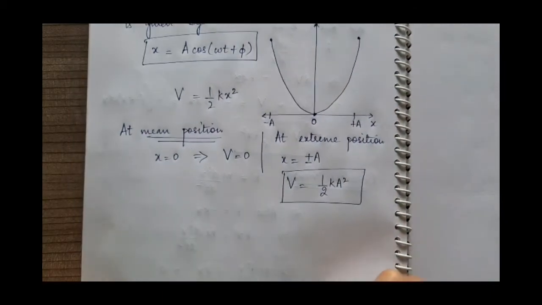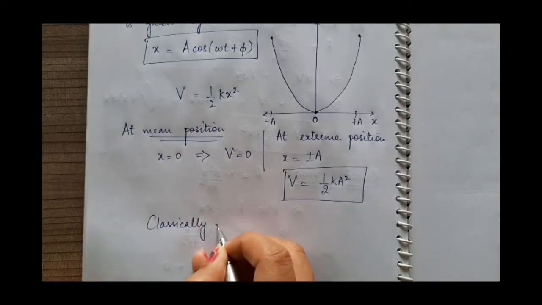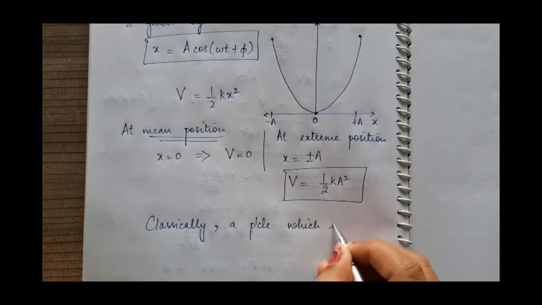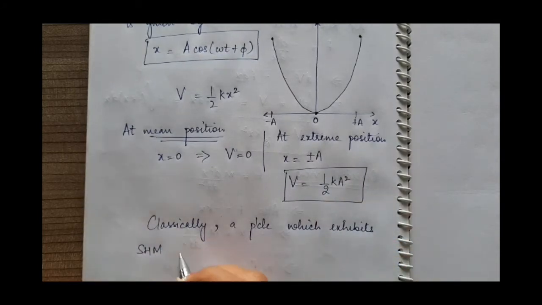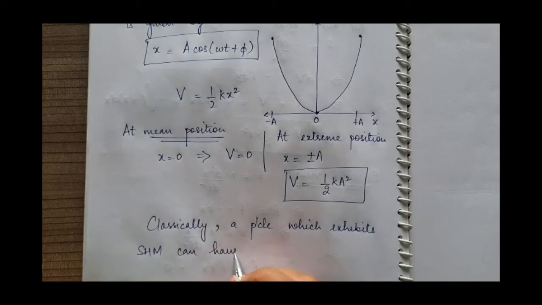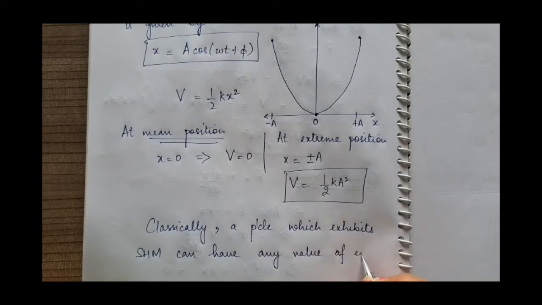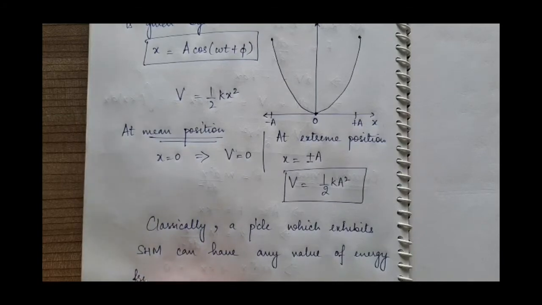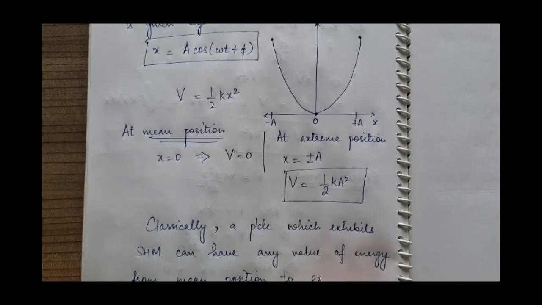So according to the classical point of view, classically, a particle which is exhibiting simple harmonic motion can have any value of energy from mean position to extreme position.